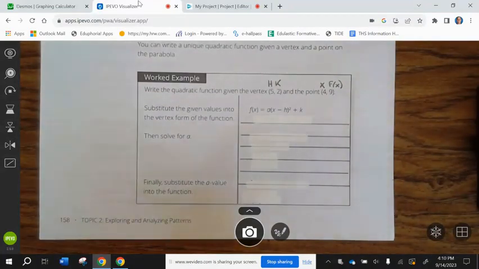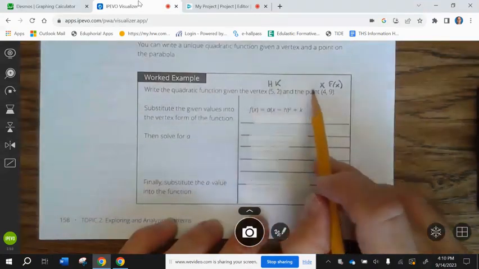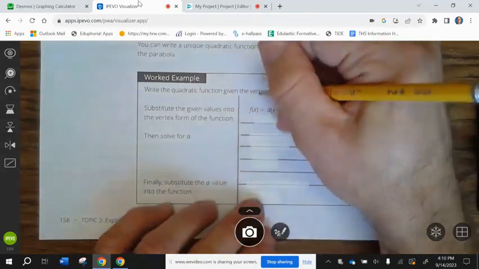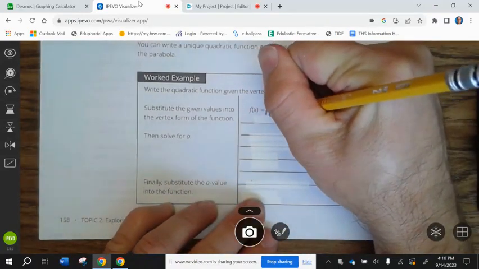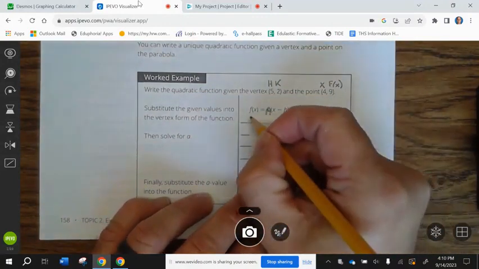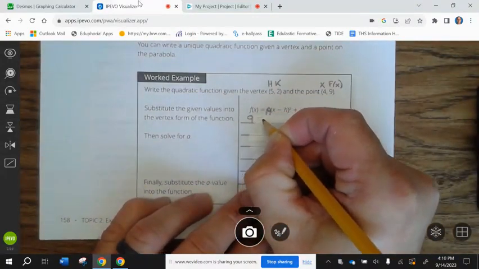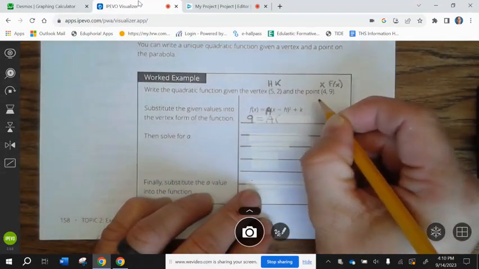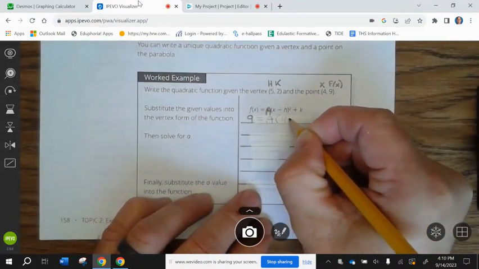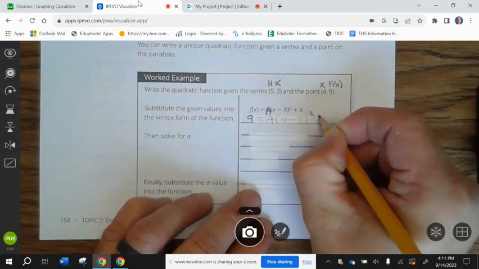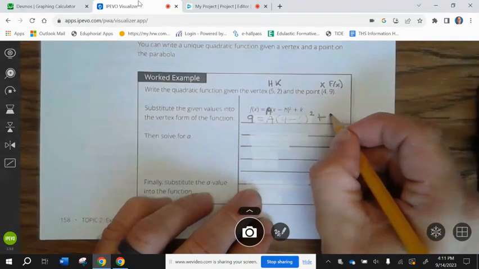Okay. So the vertex is h and k. The point is x, f of x. We're going to plug these into here and solve for a. And I'm going to make that a capital A. It's just easier when I do my work. Okay, so f of x is 9 equals a, we don't know, parentheses x, which is 4, minus h, which is 5, squared, plus k, which is 2.